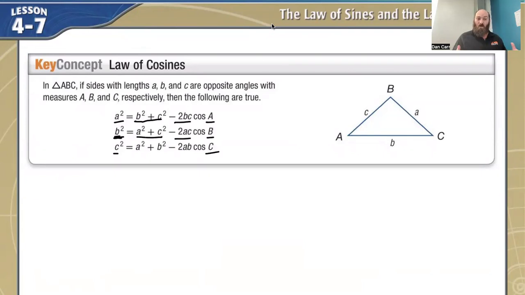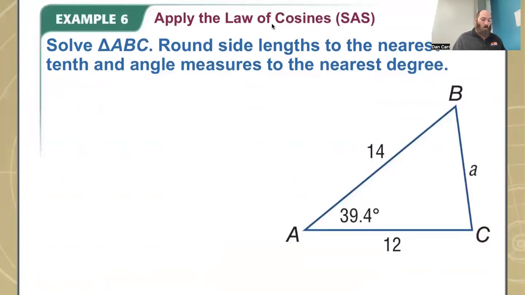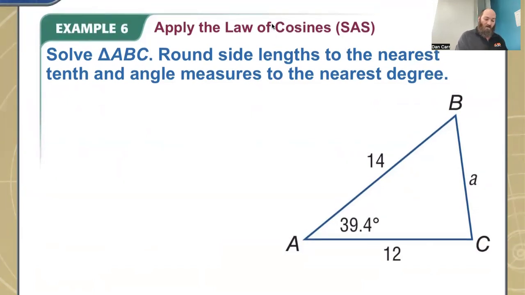Now, the trickiest thing about these is going to be how you multiply through and keep track of everything. So when I do these, I like to do it step by step until I get to one final thing that I can plug in at once. So let's take a look at one of those examples right here. So again, we want to solve for triangle ABC, round side lengths to the nearest tenth and angle measures to the nearest degree. So first thing is, and the way I have it set up, I'm looking for a.